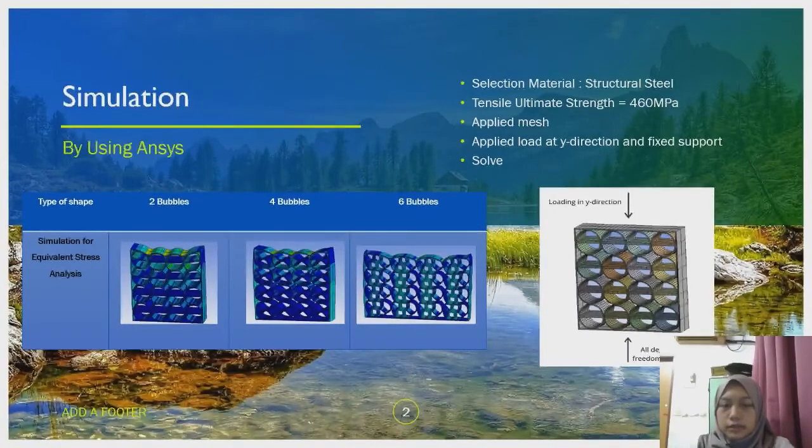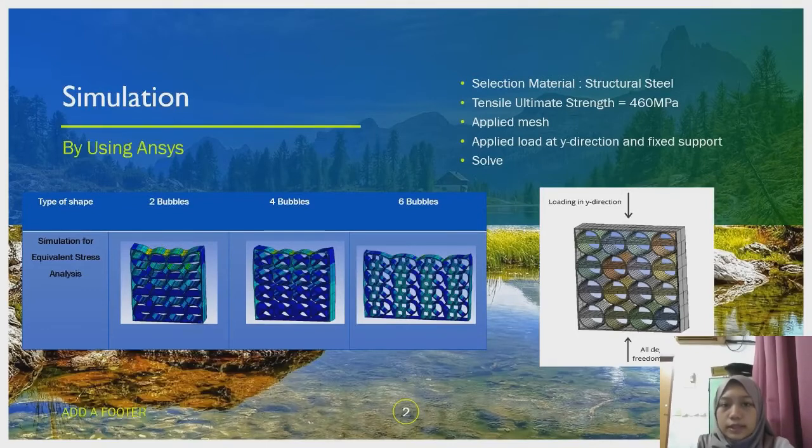For simulation, we use ANSYS to do the simulation. First things first, we must select the material. We select structural steel as our material. It has a tensile ultimate strength of 460 megapascal. And then we import the design into ANSYS. And then we apply mesh, apply load in the y direction at the upper part of the design, and fix the support at the bottom of the design.